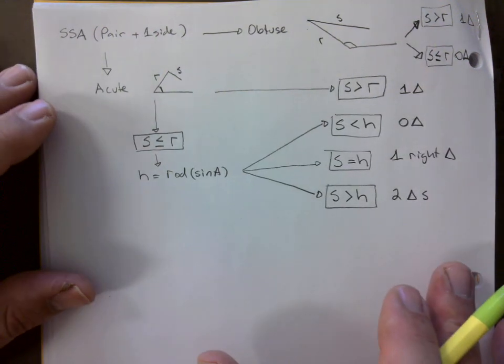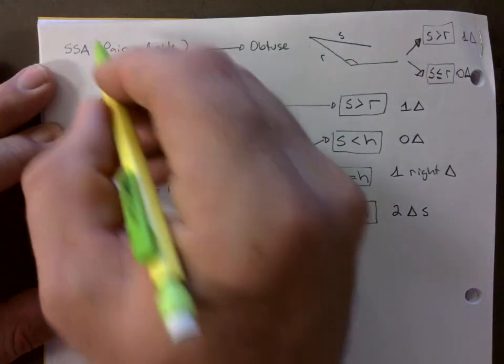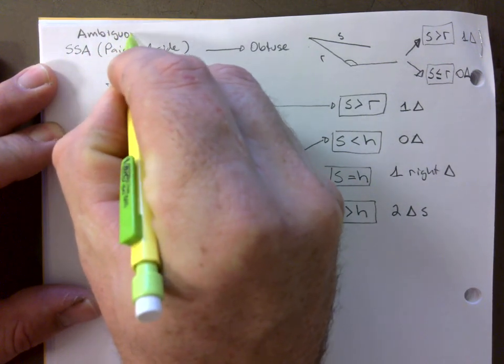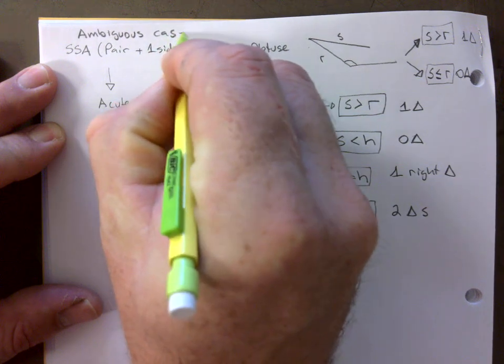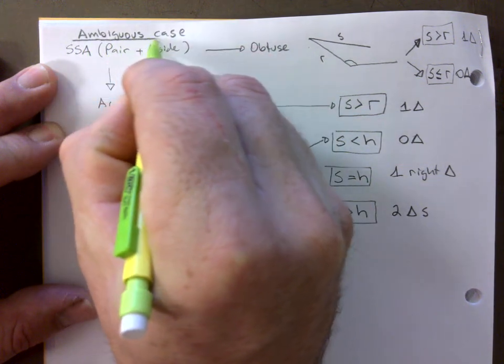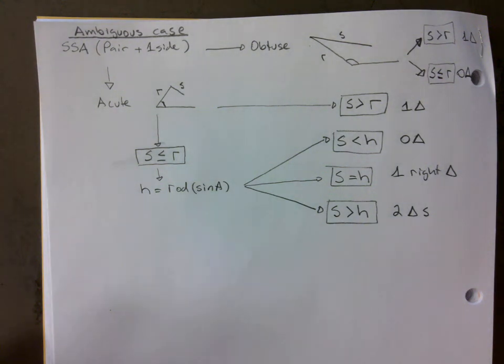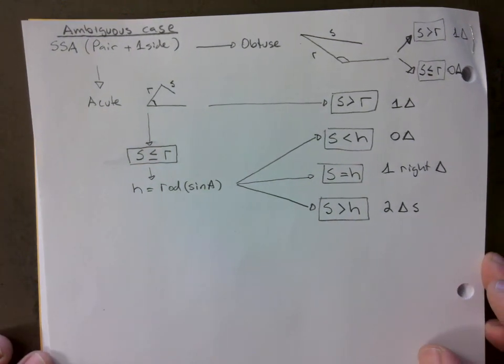This is called the ambiguous case. I'm going to write it down at the top. Ambiguous: when someone is ambiguous, they're not being clear, right? They're like, are you meaning this or that? Like, what are you trying to say? And so that's why we have to develop this.